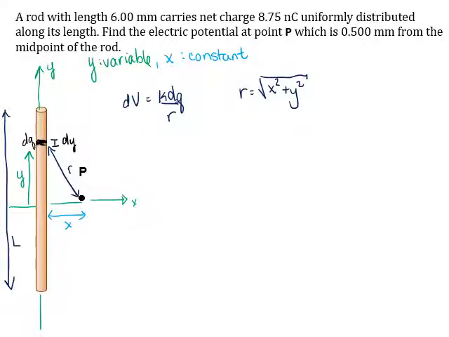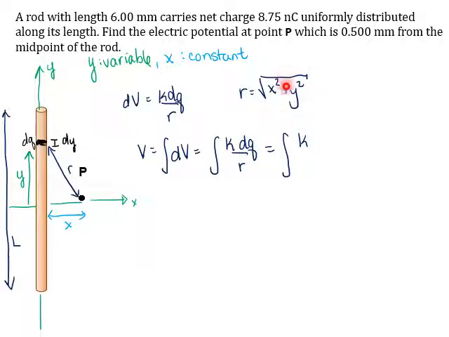To find my net electric potential, I have to sum up all the bits of potential. I have to do the integral. So I've got the integral of k times dq divided by r. Notice I'm not finding any components here. That's because electric potential is a scalar. It does not have components.